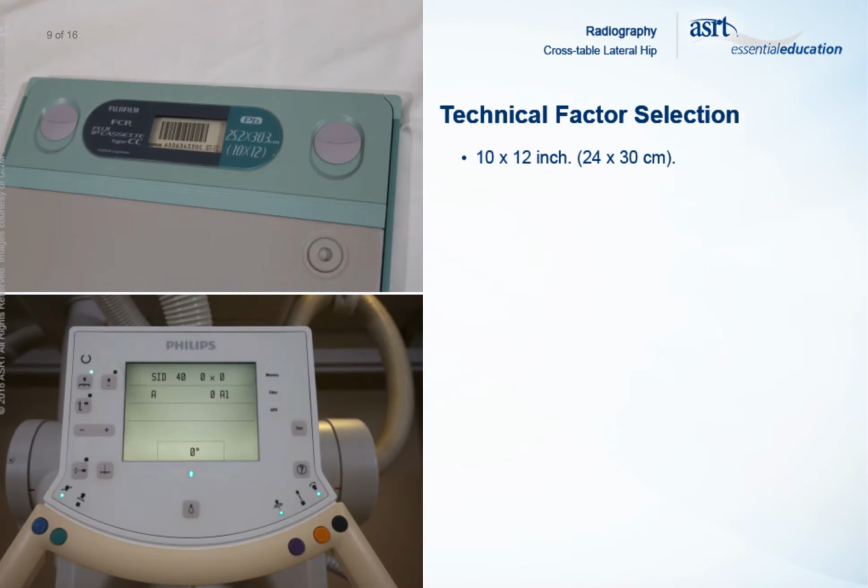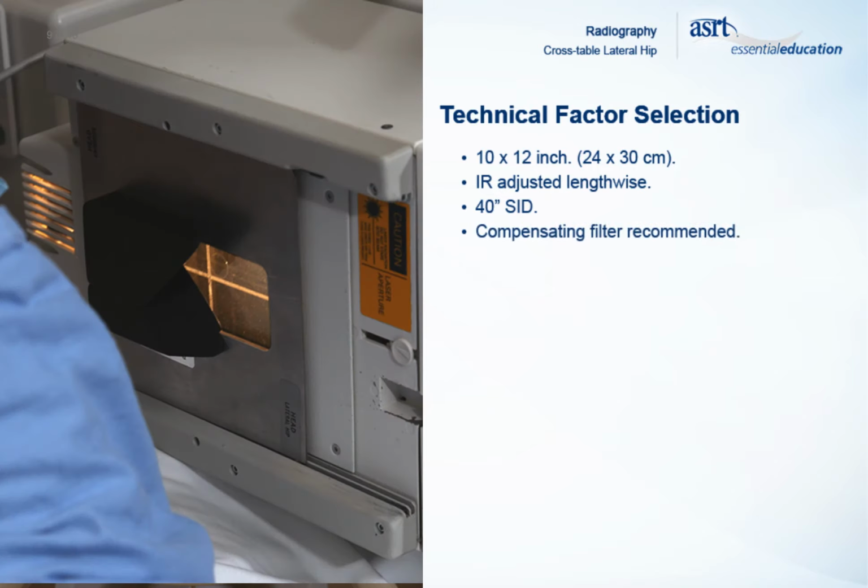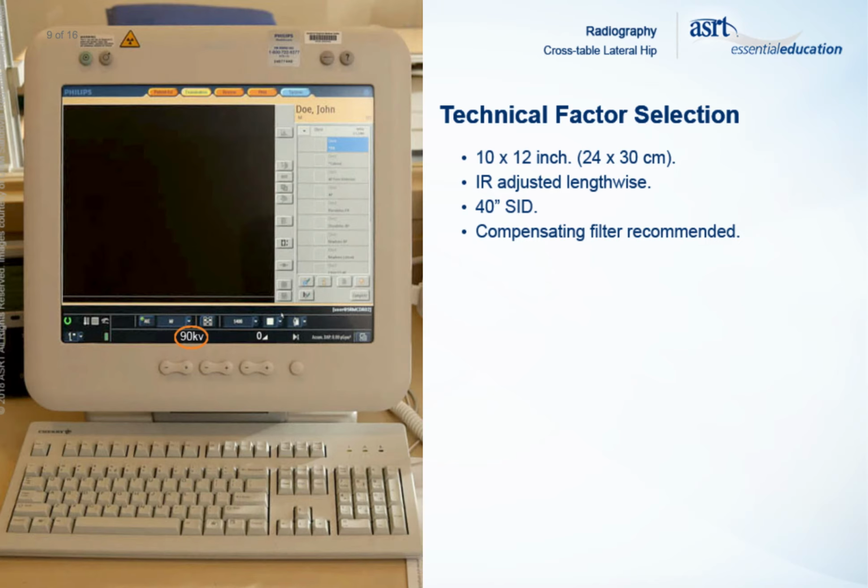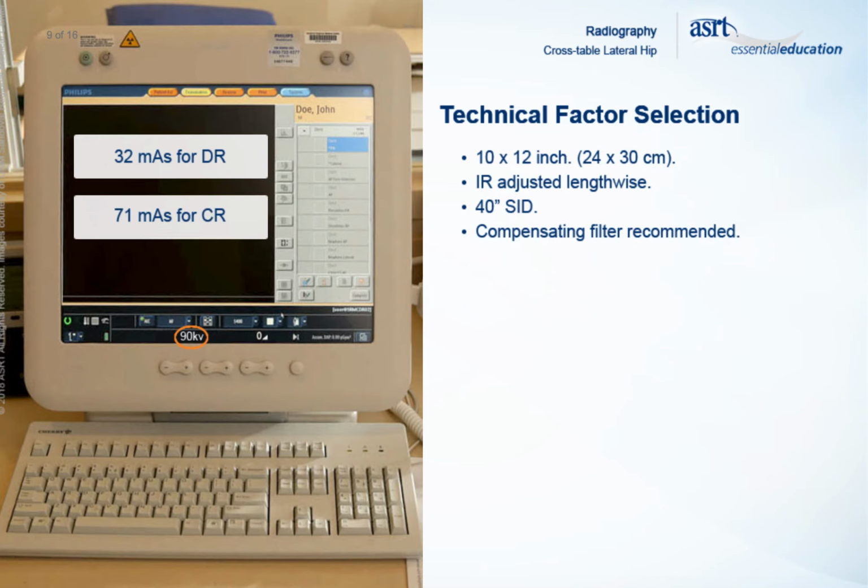An 10 by 12 inch or 24 by 30 centimeter image receptor is used for a cross-table lateral projection of the hip and should be positioned lengthwise. The SID should be set at a minimum of 40 inches, although some departments may require a longer SID. The collimation should be adjusted to 10 inches by 12 inches. Use of a compensating filter is strongly recommended to improve detail on the finished image. 90 kVp is a common setting for a cross-table lateral hip projection performed with a grid. Common mAs settings are 32 mAs when using digital radiography and 71 mAs when using computed radiography. A large focal spot should be selected.